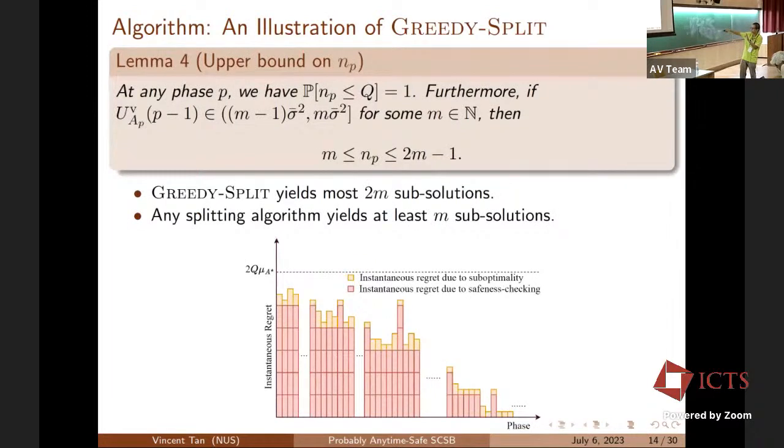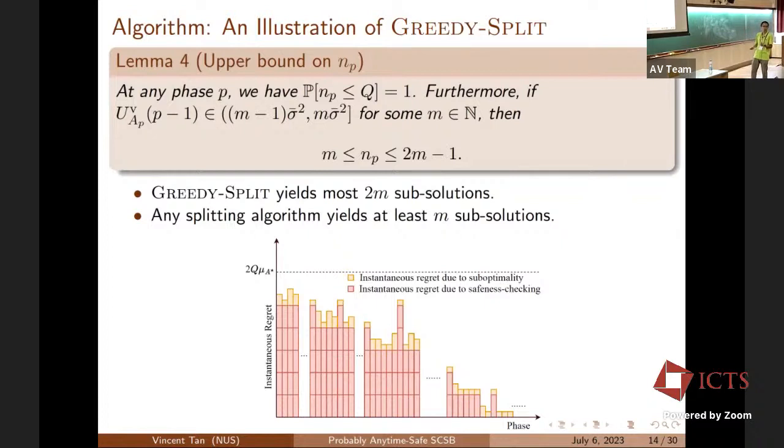See all these red bars here. At the very beginning, we are very unsure, so we accumulate a lot of instantaneous regret due to safeness checking and some instantaneous regret due to suboptimality. As time goes on, however, we are more and more certain of which subset is safe and which subset is not safe, and so the instantaneous regret due to safeness checking becomes less and less. And at the very end, we only accumulate instantaneous regret due to suboptimality. So that's how the analysis proceeds. That's at least the mind game that we play when we try to calculate the regret.